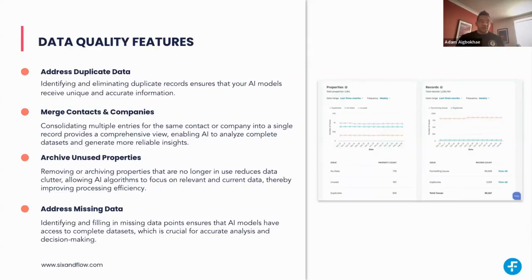Merge your contacts and companies. This needs to be done carefully, but again, same way with duplicate data. By merging your companies, you're giving more accurate data. Like we said before as well, if you have properties that aren't actually being used, then they shouldn't be in the system. It's the same thing as you don't want to live in a messy house. So you just need to do a bit of a clear out every so often, make sure that you're only tracking what you need to.